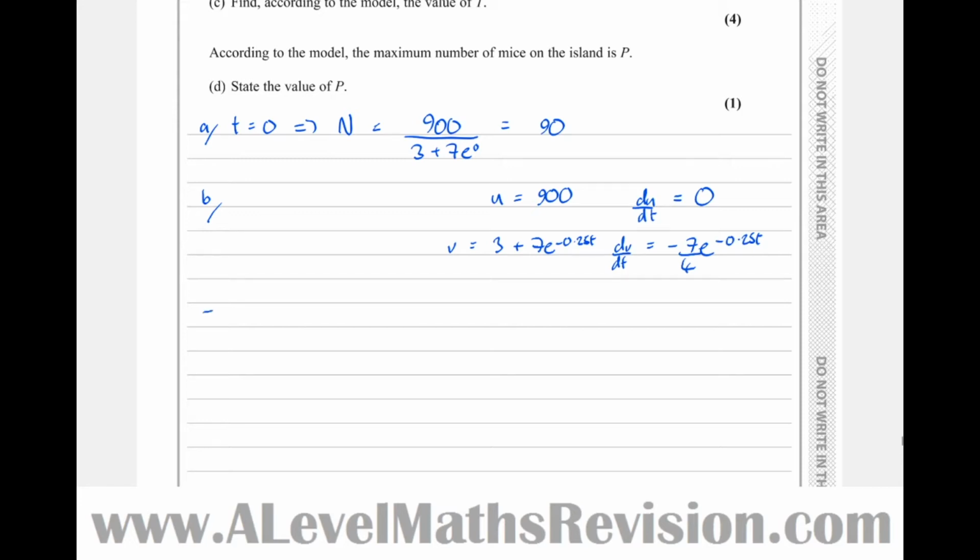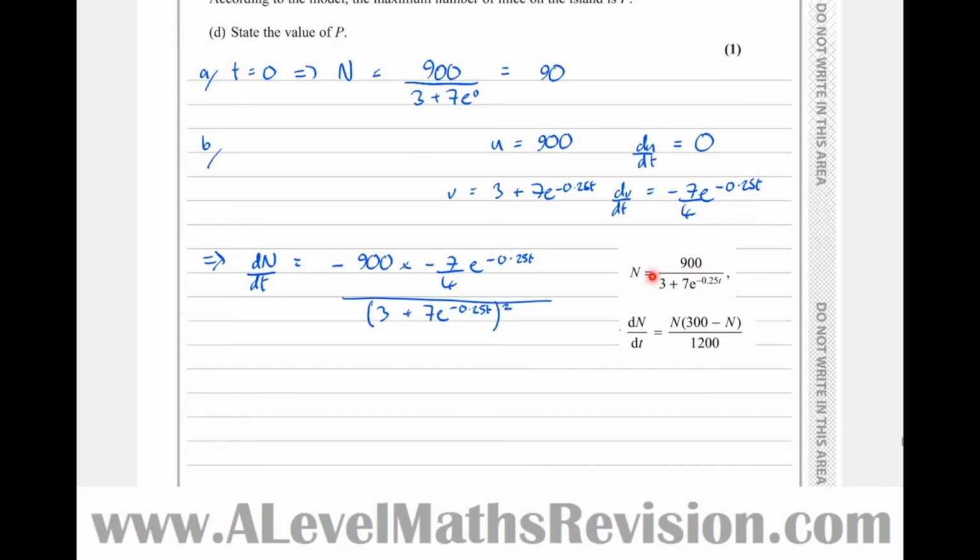So now plug that in the quotient rule, which implies that dn by dt equals, and the quotient rule is in the formula booklet, so we've got v times du by dt, which is 0, minus u times dv by dt, all over v squared, which is (3 plus 7e to the minus 0.25t) squared. So just reminding ourselves, this is what we were given in the question, and this is the answer that we need.